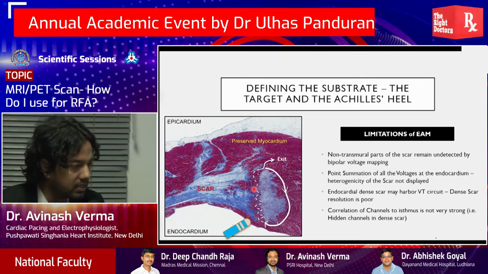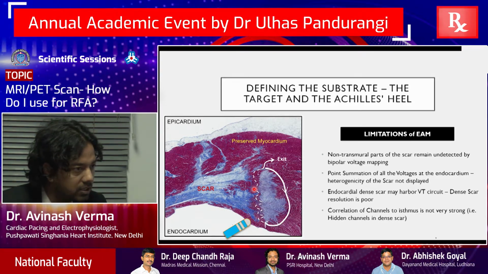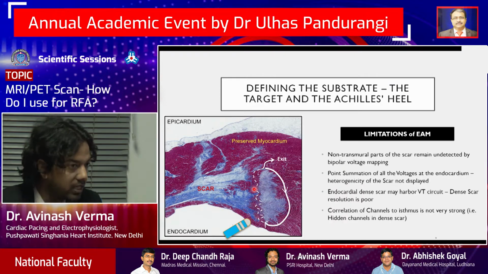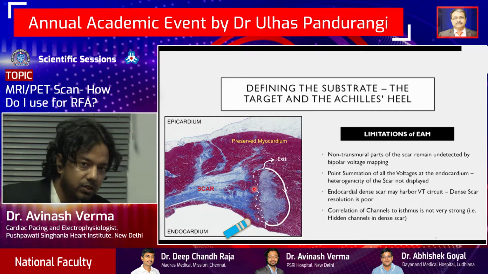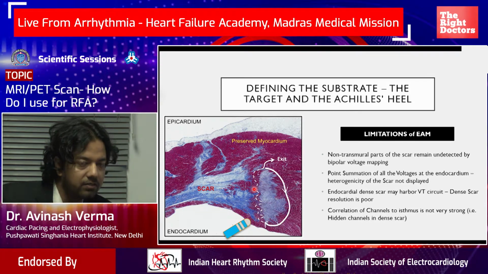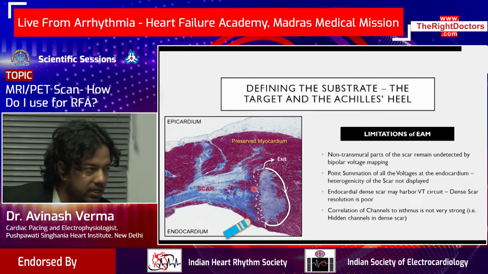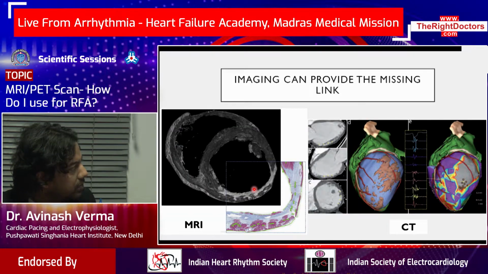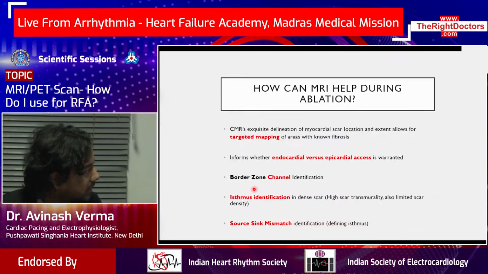So we know that defining the substrate based on just measuring the voltages is not good. But we can approach those areas still by ablation, because your ablation reaches far more deeply than what you're sensing on the endocardium border. So imaging can provide this missing link.